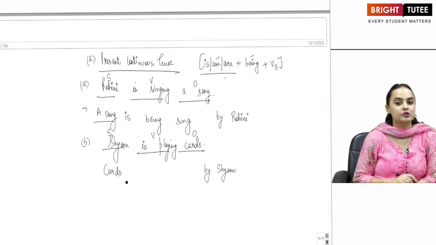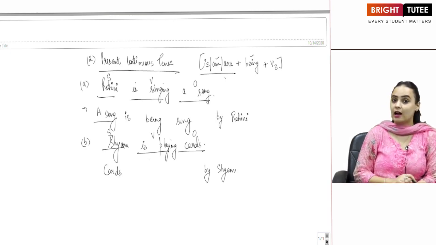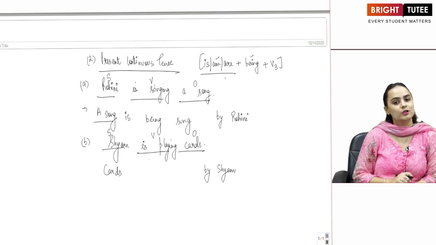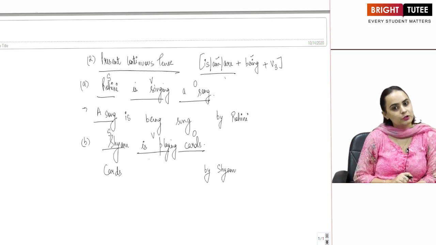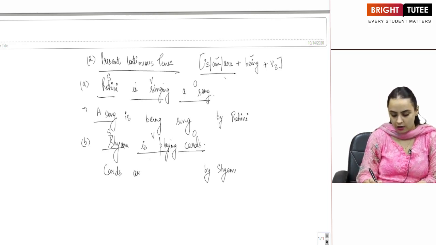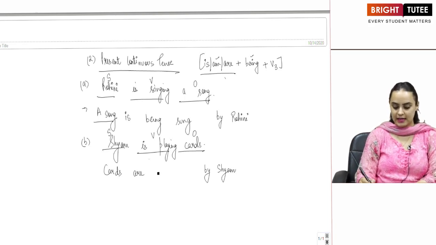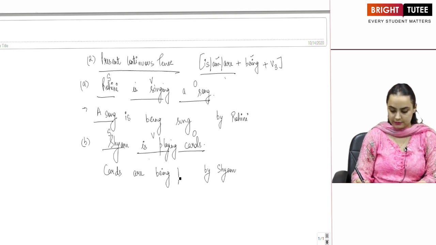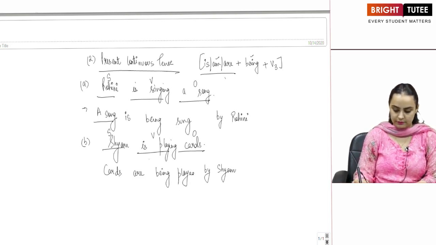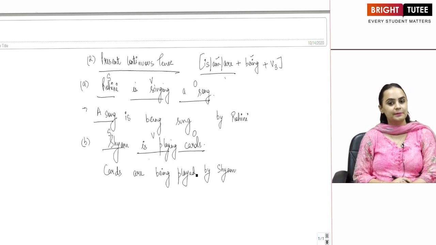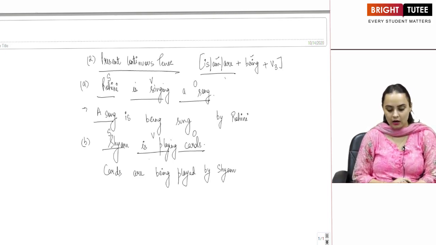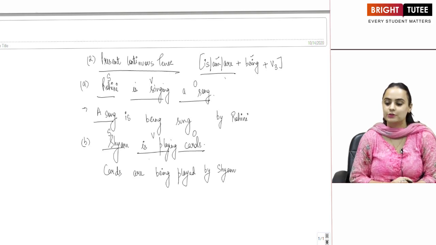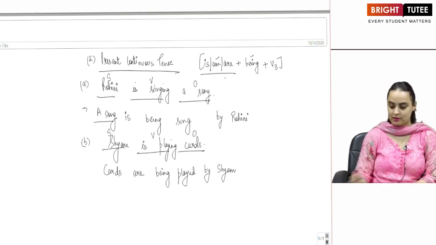What is my subject now? Cards. And cards is plural. So, what helping verb am I going to use with cards? Are. Then, being. And what is the third form of my verb playing? Played. So, my sentence in passive voice becomes, cards are being played by Shyam.